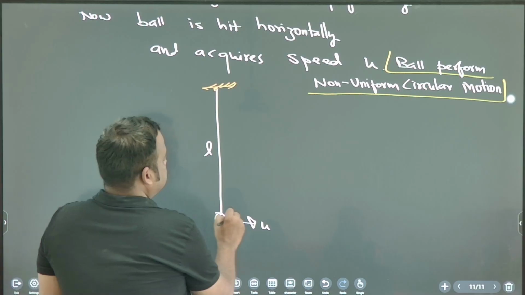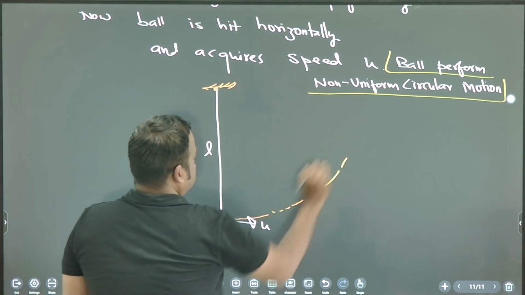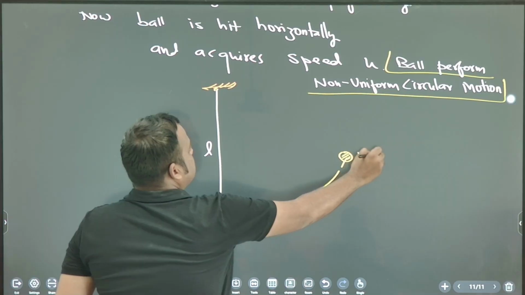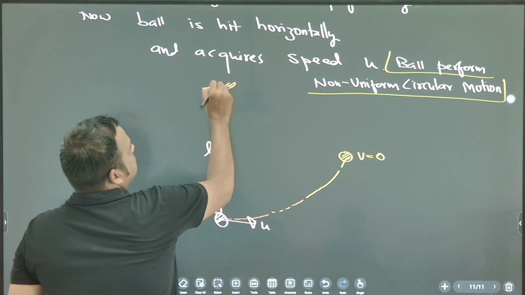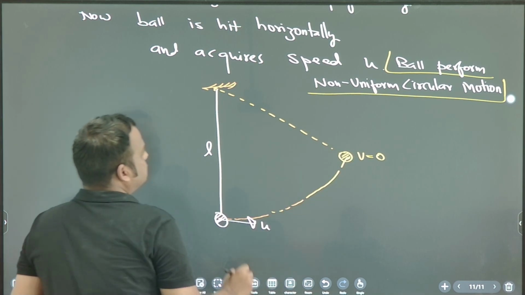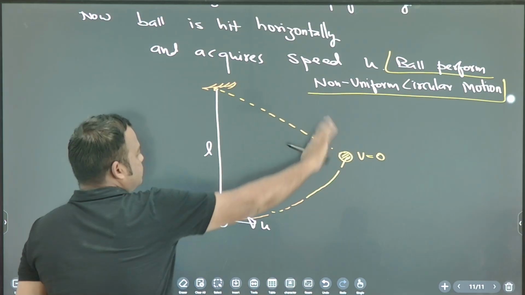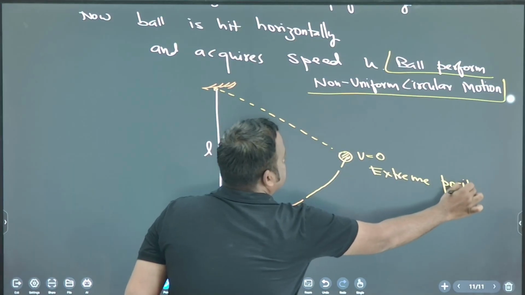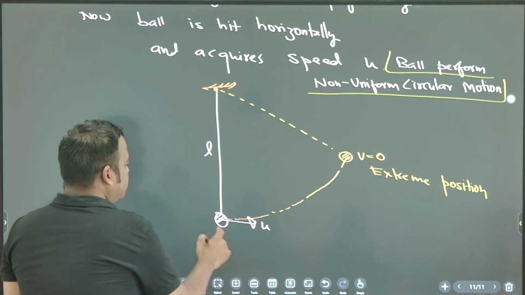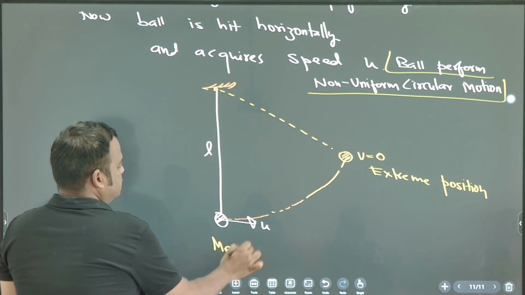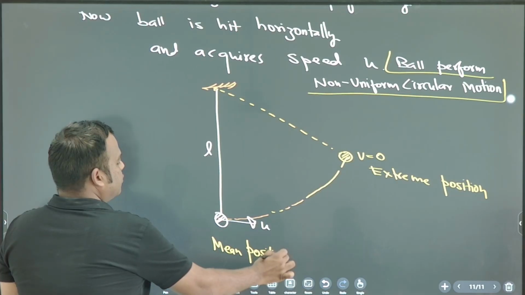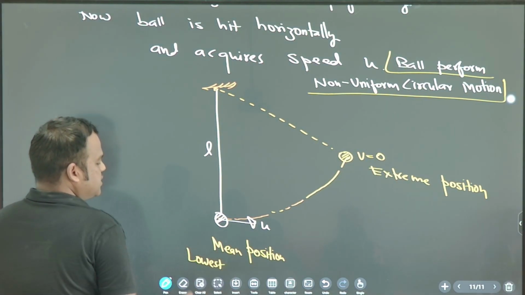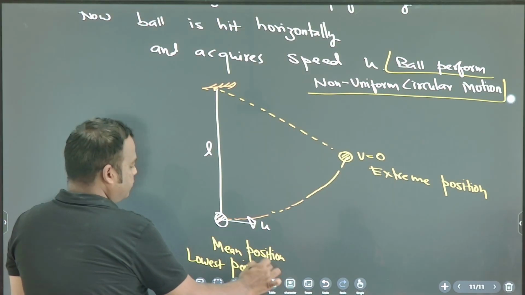So like this. Suppose maximum it is coming up to here. So what is the velocity here? 0. So this is known as extreme position. And this is known as mean position, or lowest point. So mean position is the lowest point of circular motion.